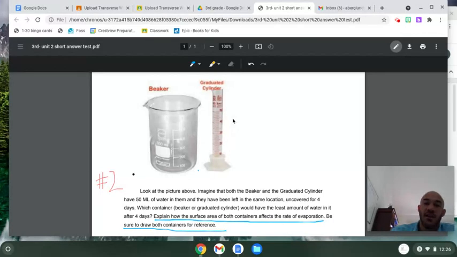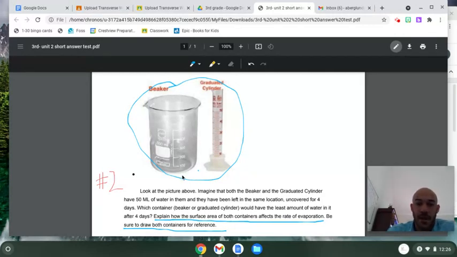Okay, so you're using this picture to help you answer. It's a little visual tool. You know that they both have 50 milliliters of water, and they've been left in the same location uncovered for 4 days. Based on our experiments and what you've learned in answer to the focus questions, you have to think back to how surface area affects evaporation. Which container, the beaker or the graduated cylinder, would have the least amount of water in it after 4 days? You're not only going to have to name which one, either the beaker or the graduated cylinder, but you're going to have to explain why.